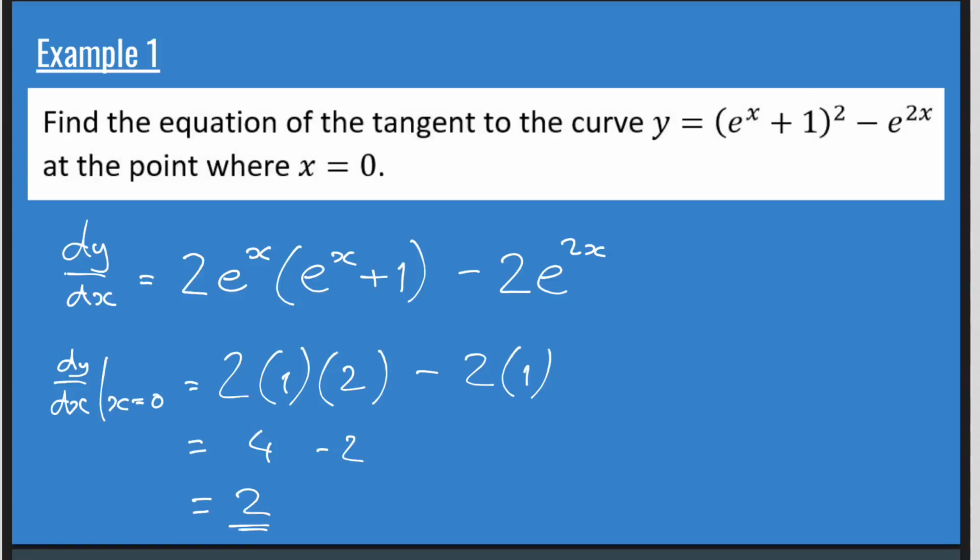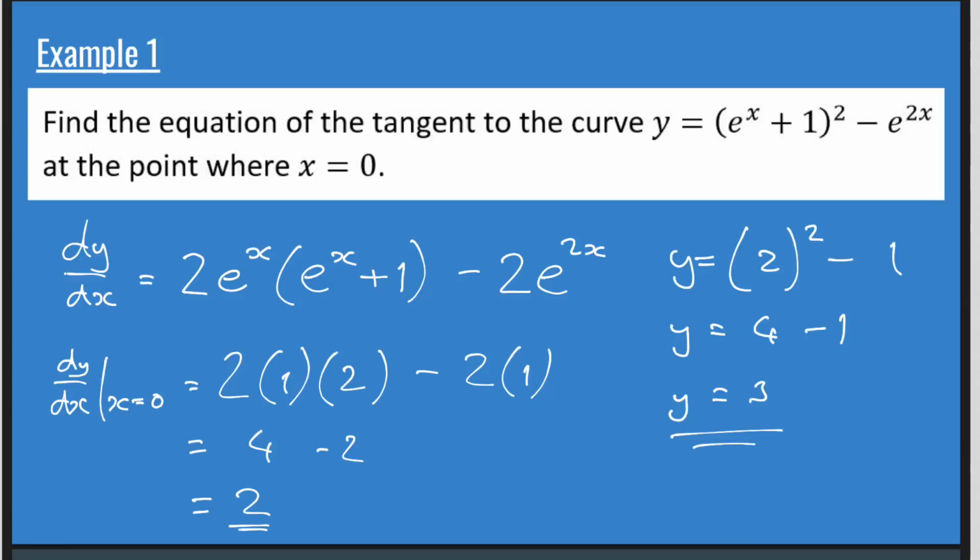Now, the gradient is going to be 2, so I now need the y-coordinate. If I sub in x as 0 into here, so y equals, well, I'm going to get 1 plus 1 squared, so I get 2 squared, minus 1. So the y-coordinate is going to be 4, take 1, so y is 3. So I've got the gradient is 2, and y is 3.